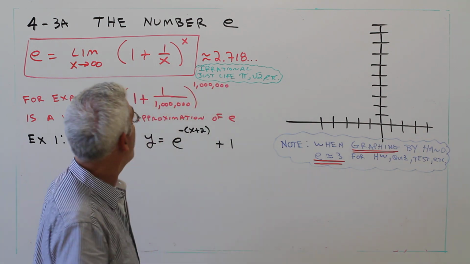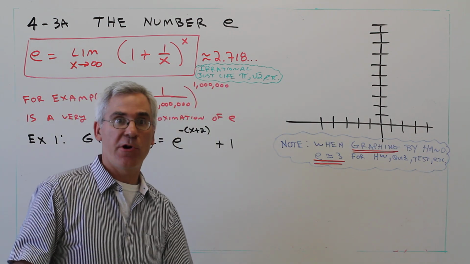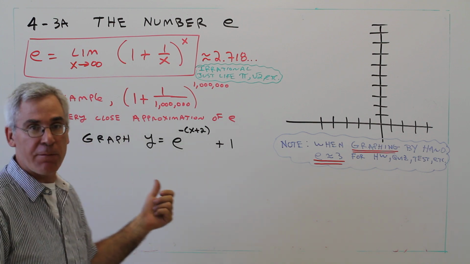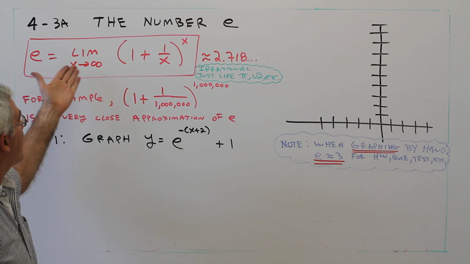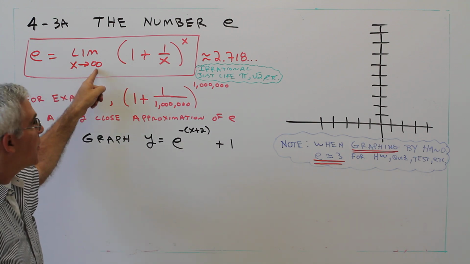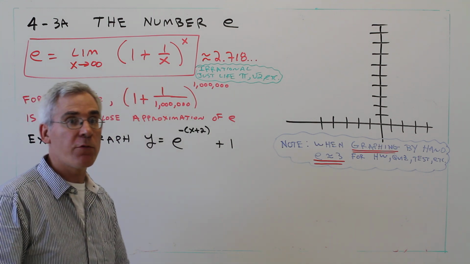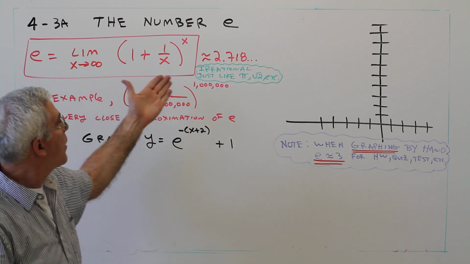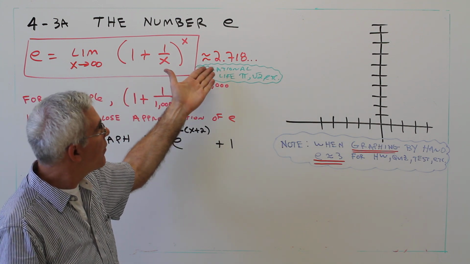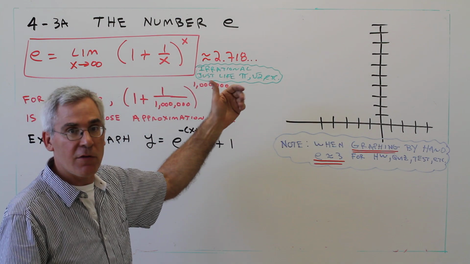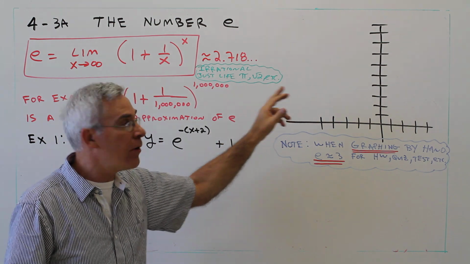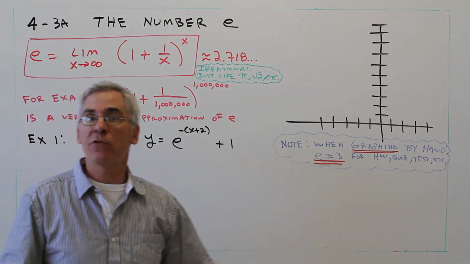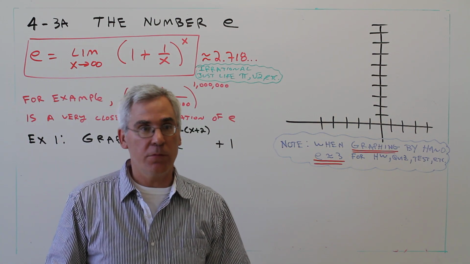This is lesson 4-3a, the number e. First, let's define e. e is the limit as x approaches infinity of (1 + 1/x) raised to the x power. The decimal approximation is about 2.718, etc. It goes on forever. It's an irrational number, just like pi or the square root of 2.